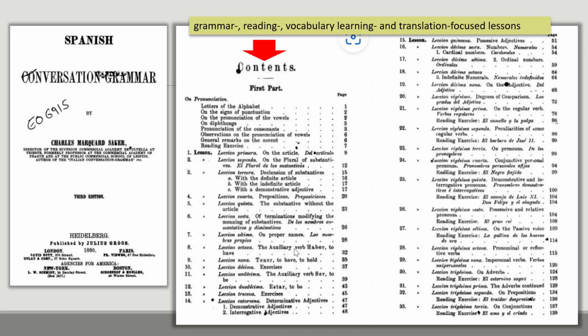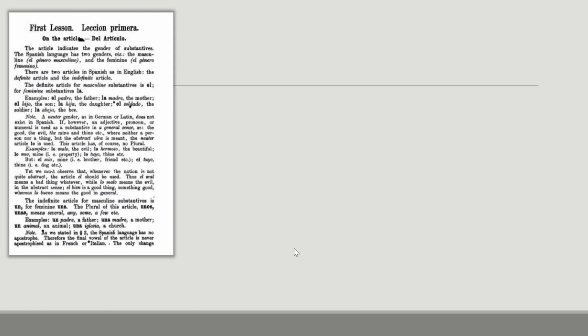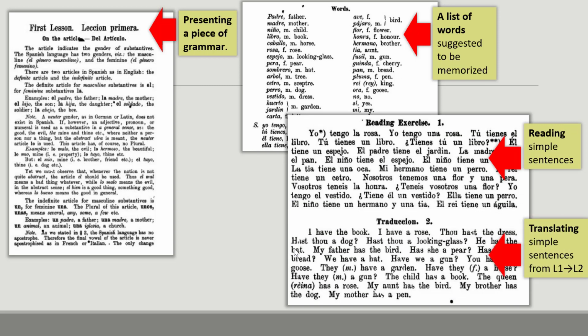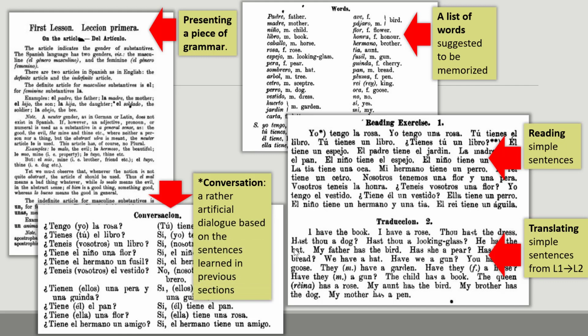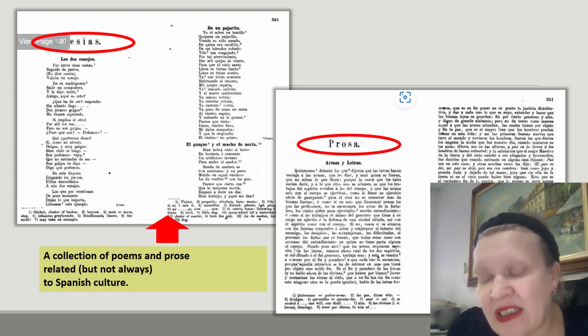The table of contents and structure of this book are aligned with the order in which the grammar is introduced. The first section of each lesson explains a piece of grammar. Then the learner must memorize a list of words. The vocabulary memorization is followed by reading simple sentences and then translating similar sentences from the student's mother tongue to the target language. And finally, a conversation section suggests a rather artificial dialogue based on the sentences learned in previous sections.